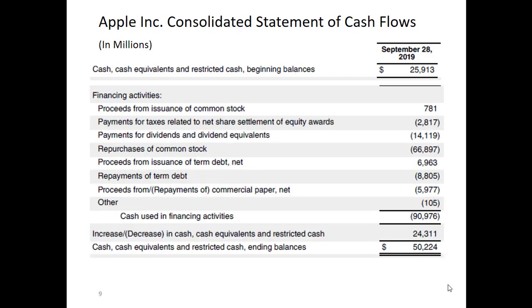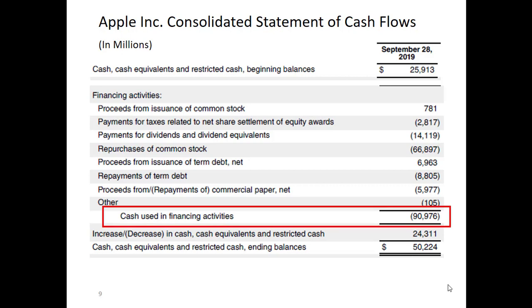Finally, we can look at cash from financing. Here we can see that Apple was repurchasing many of its shares and spent $67 billion to repurchase its own stock in 2019. Apple was also paying down debt, and as a result, cash from financing reduced balances by $91 billion.